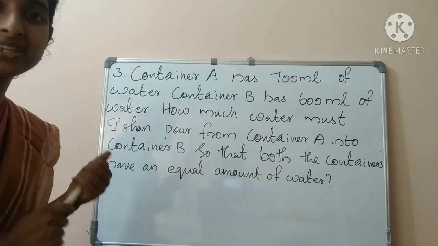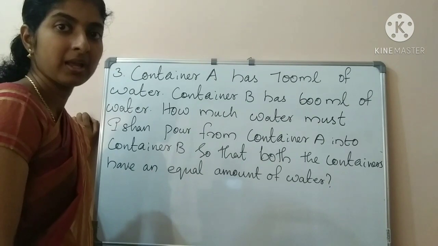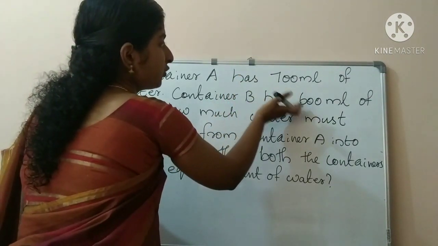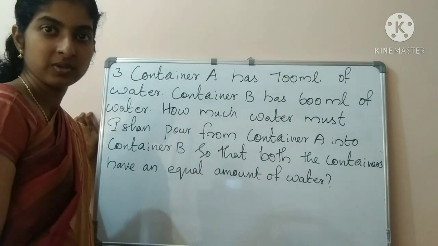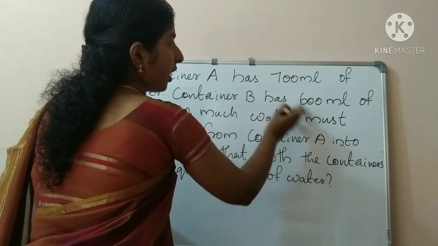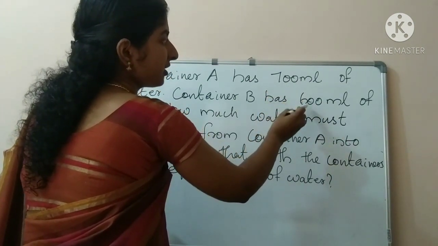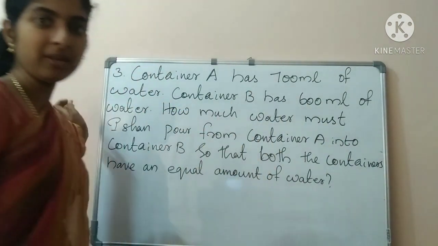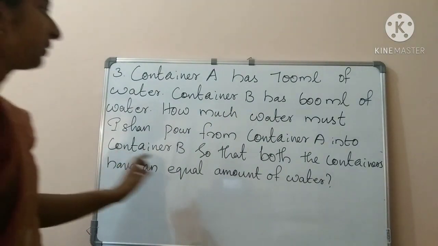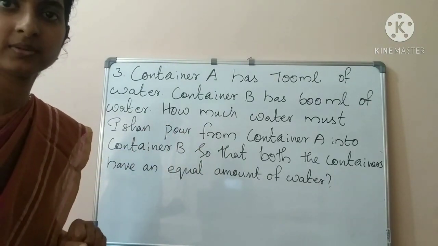First I took 100 milliliter water from container A. That amount of water is equally shared into both the containers. Equally shared means 50-50. So, after sharing, both the containers have 650 milliliters. Okay. So, that time both the containers have an equal amount of water.